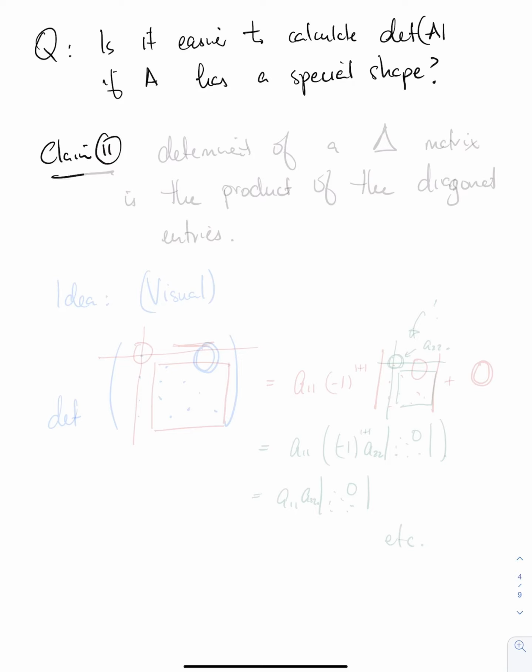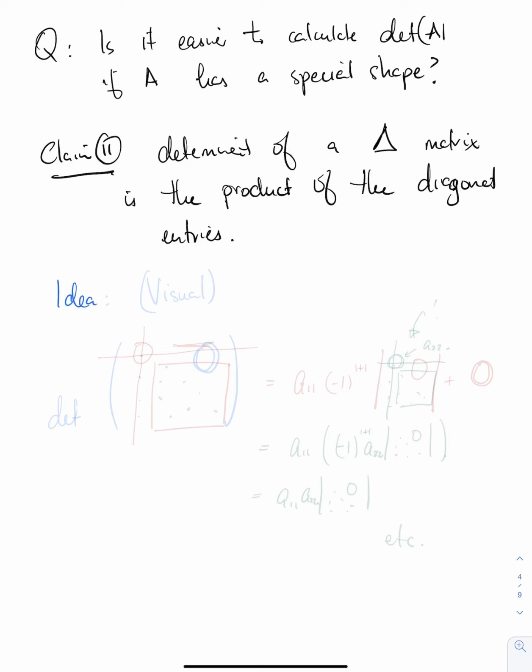In claim 11, the determinant of a triangular matrix is the product of the diagonal entries. The claim is that when we have a triangular matrix, it's much easier to calculate the determinant. You just multiply the entries down the diagonal. Before we actually prove this, I want to communicate the idea.